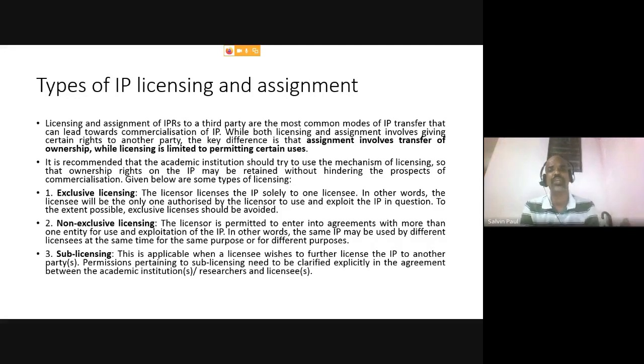And when you come to licensing and assignment, what is most important is that both involve transferring certain rights to another party. But the most important difference is that assignment involves transfer of ownership, while a license is limited to permitting certain uses only. So if you transfer complete ownership of your intellectual property rights or a patent to someone else, that is called assignment. But in licensing, the primary patent ownership remains with you, and you are only giving a license to use it, maybe to an industry or an industrialist, etc.